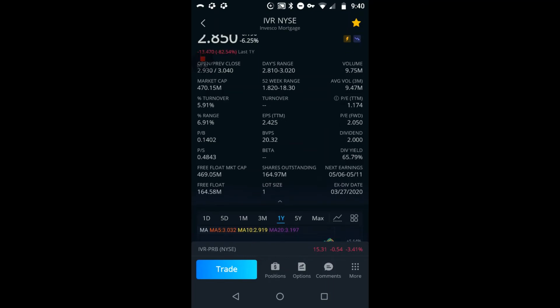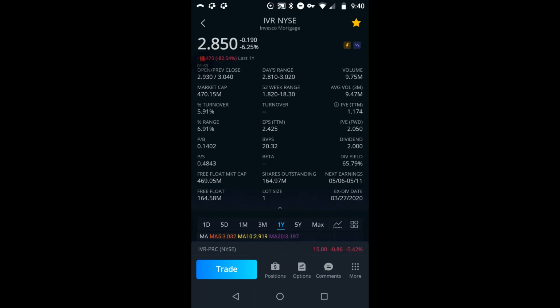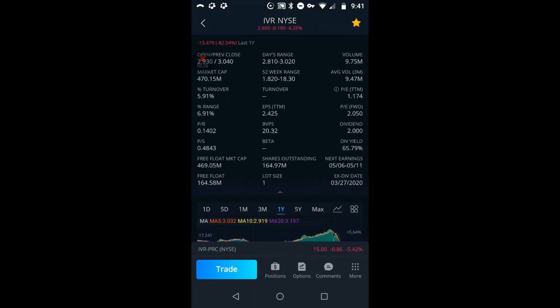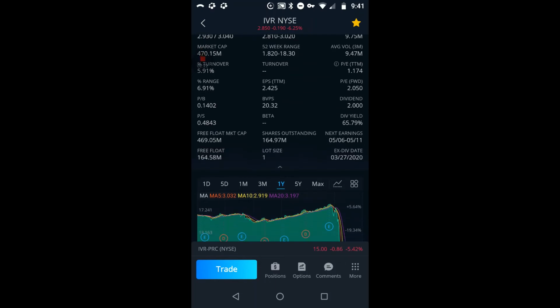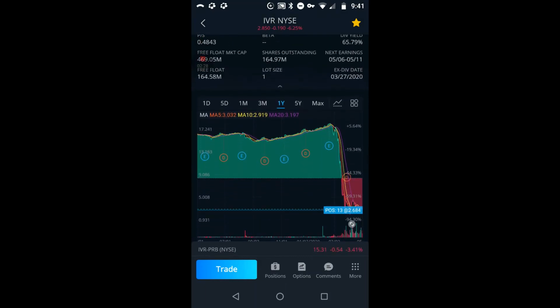But what I like here is over on the right side, it has a dividend. So it has declared a $2 per year dividend. So buying in at $2.85, you're going to get a $2 dividend return, and that's where we get that nice and high dividend yield. Currently, the dividend on this stock has been suspended, but it also gives you an ex-div date and a bunch of other information in case you wanted it.